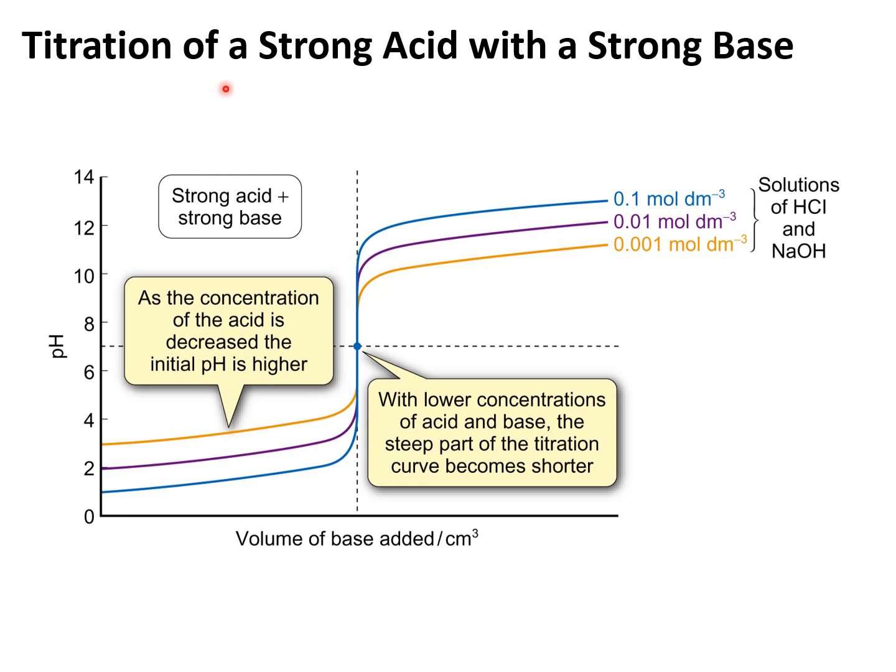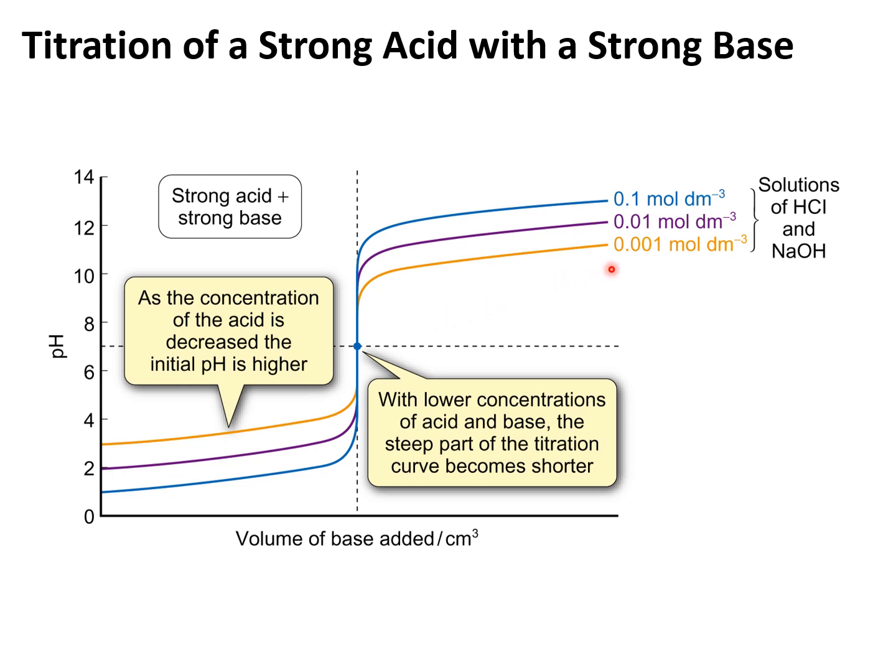And it's this excess hydroxide that determines the pH of the sample after the equivalence point. Here we show the titration curves for strong acid, strong base titrations at 3 different concentrations. You can see that regardless of the concentration, the titration curves take the same basic shape, and the equivalence point for all 3 titrations is pH 7.